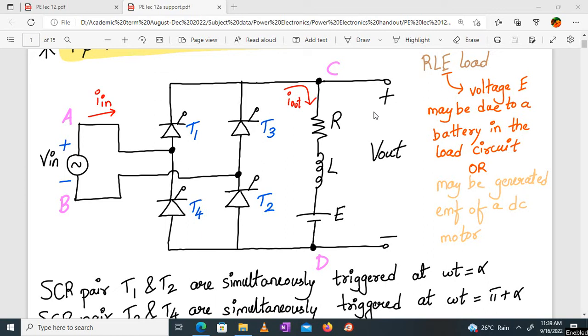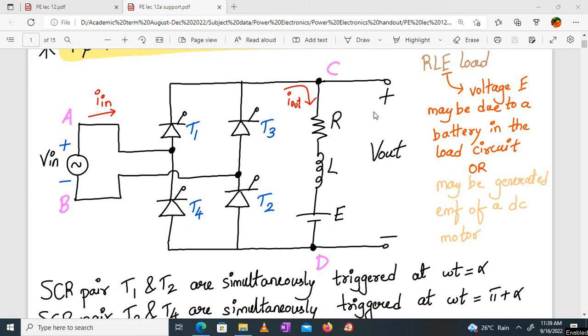Input is a single phase AC. I in is the source current, the input current. I out is the load current or the output current. Now over here, in RLE, E stands for a voltage E or a battery. It may be due to a battery in a load circuit, or maybe a generated EMF of a DC motor.